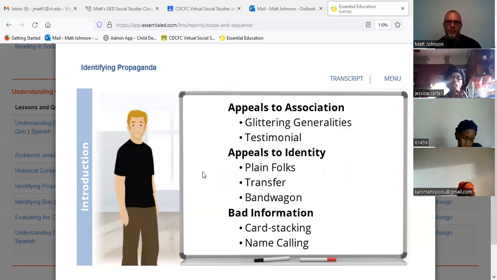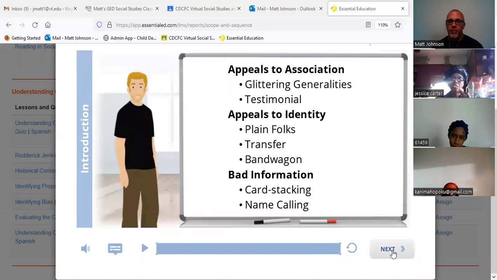You ready? Yeah, and here's what I was mentioning, and he'll talk about them some, particularly with the appeals to identity, things like bandwagon, transfer, plain folks, all these types of appeals and things. You're going to come across when we start talking about our written responses here, our extended responses. All right, so let's go on here.